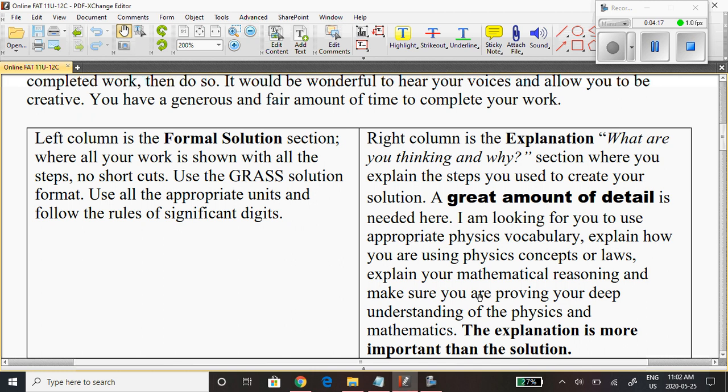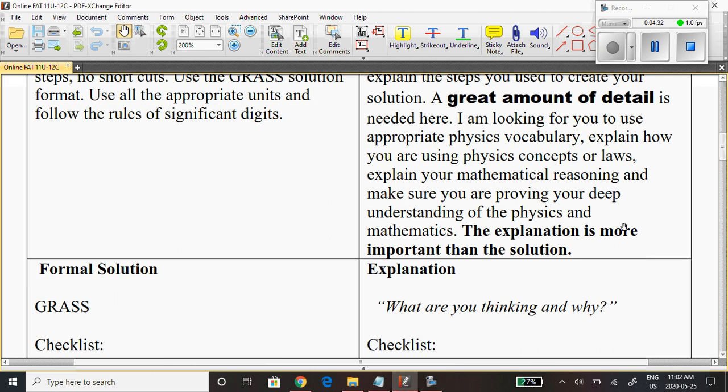If you want to get marks that are high, you want to prove beyond the shadow of a doubt to me, the person who's going to be evaluating your work, that you have a deep understanding of the physics and mathematics. The explanation is more important than the solution.